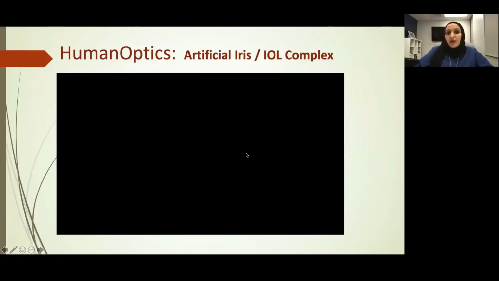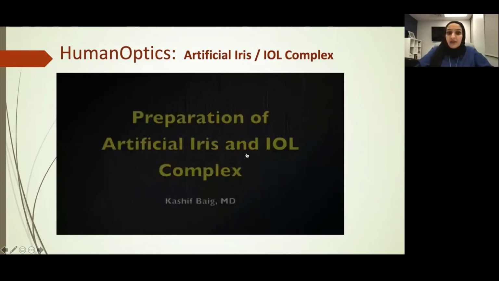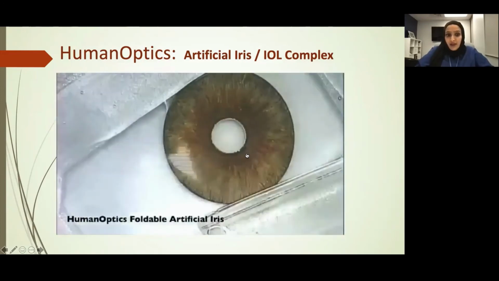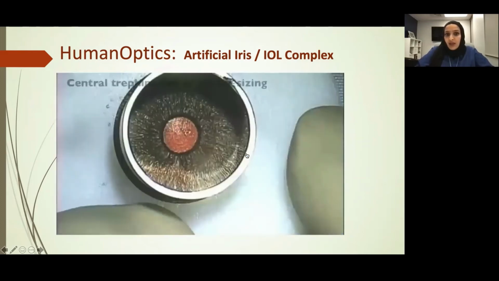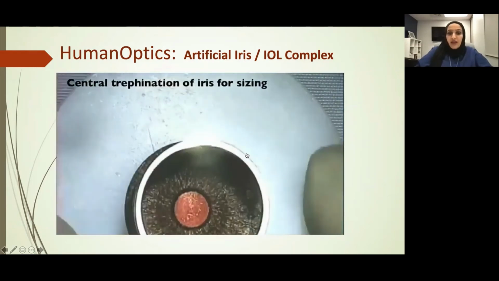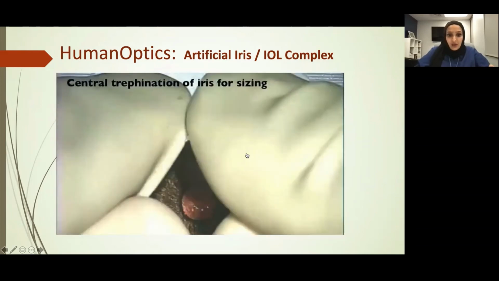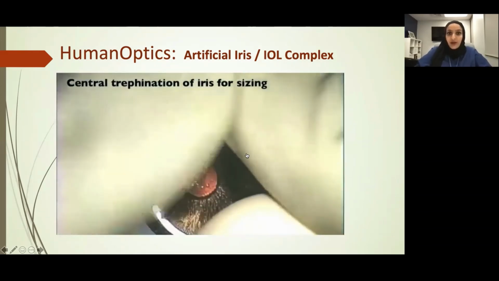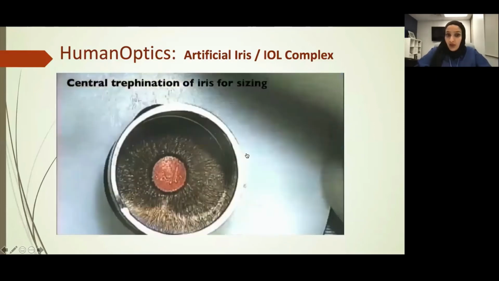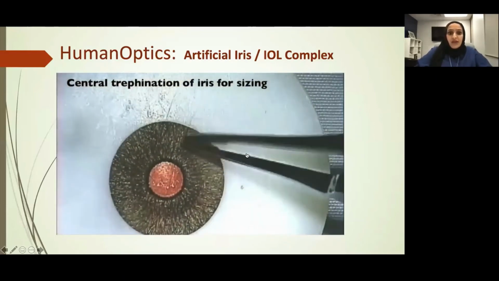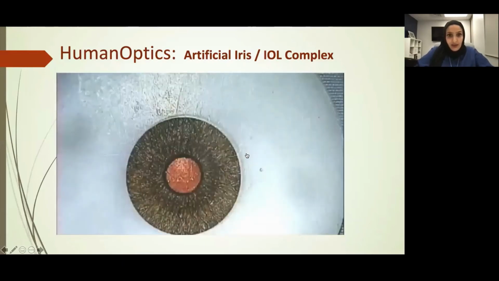This is a Human Optics artificial iris IOL complex, starting. Done here again at the Eye Institute. This is the Human Optics foldable artificial iris, getting it out and making sure that we trephinate the exact size that we need. We proceed with trying to maximize the centration, just to make sure that the pupil is in the center, trephining and making sure that the peripheral ring is not attached anymore. This is how it looks. And then here we're making sure that the peripheral ring is complete.